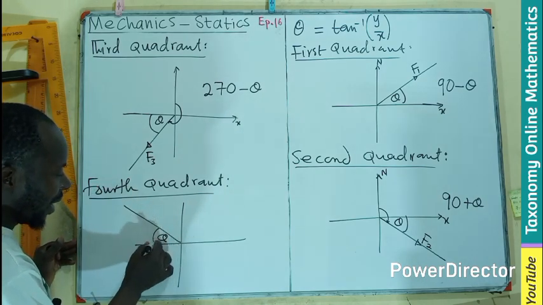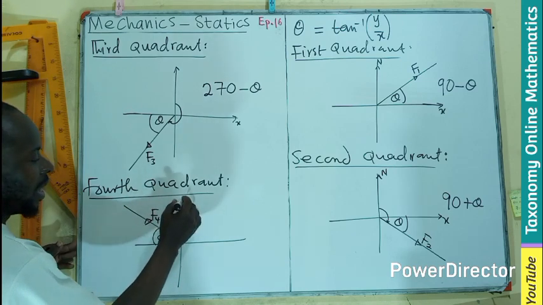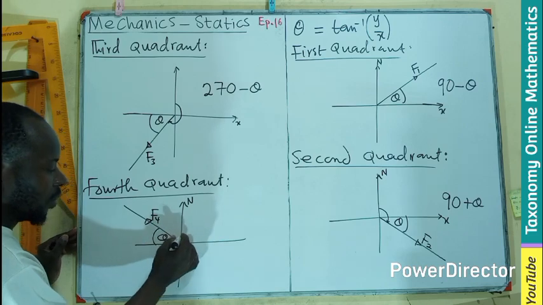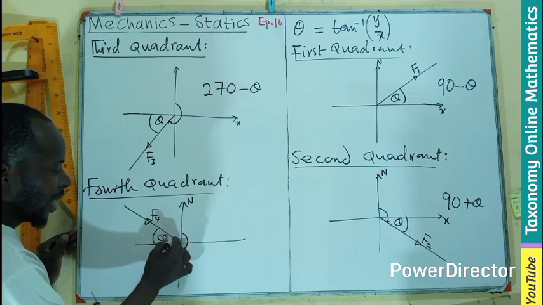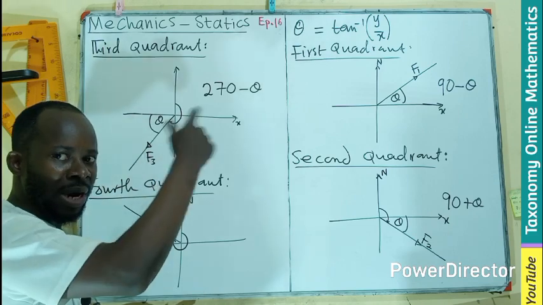We have the angle here. The force is going to be here, force 4. And this is your north. Your measurement is still from north all the way to the force. So we move from here, we come here. That is the direction of the force. The force is measured from the north.